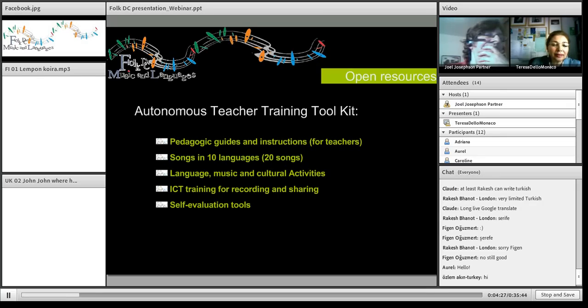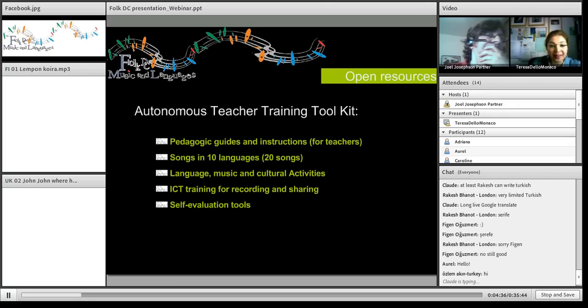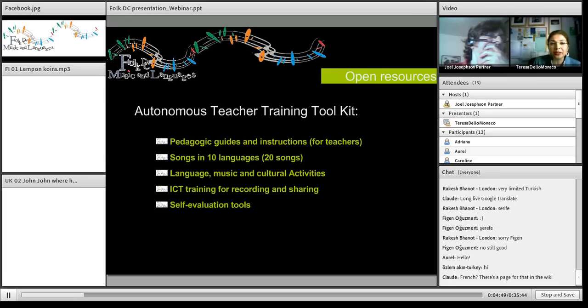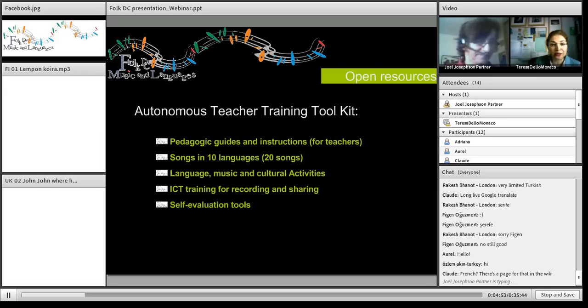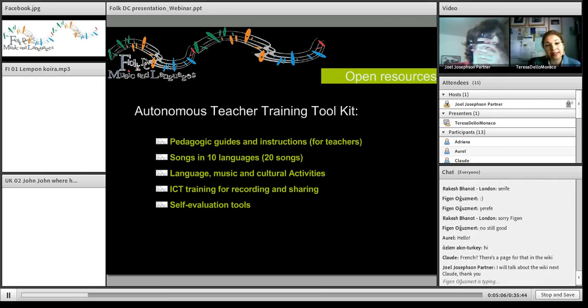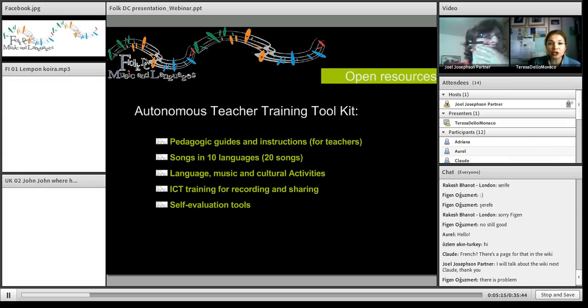At first it can seem too much to have 10 languages, but children can play with languages and sounds even better than adults. So we have 10 languages, and then we have the activities, which are culture activities, music activities to enhance music communication and to make children feel comfortable singing in different languages, and then language activities, working on sounds and also graphic symbols. After that, we have an ICT training for recording and sharing, which gives teachers the opportunity to upload the choirs of their children, the work they do, and the performances they would like to share, in the project web properties that Joel will explain later.